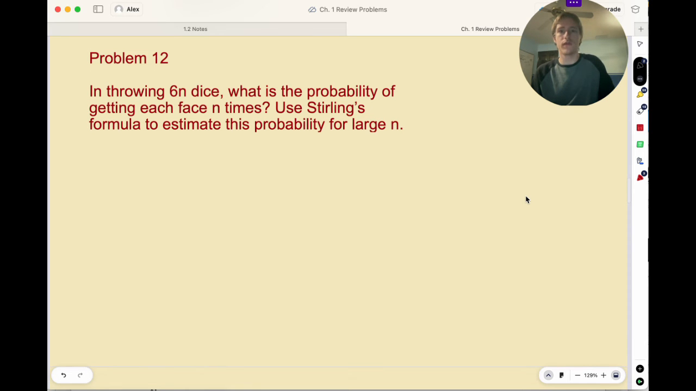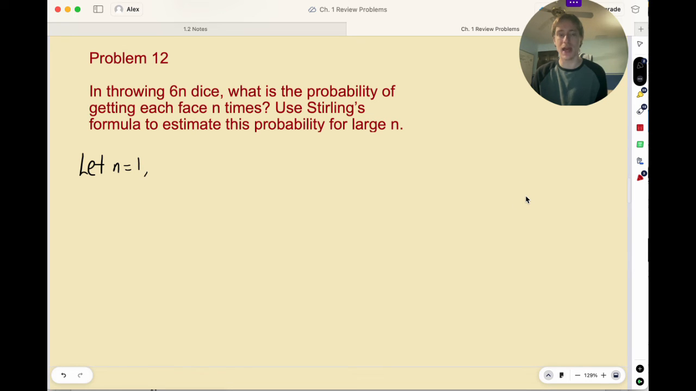All right, so problem 12 says, in throwing 6n dice, what is the probability of getting each face n times? And after you get that formula, use Stirling's formula to estimate this probability for large n. Okay, so forget 6n. First thing that I do in situations like this is I let n equal 1, and then I figure it out.